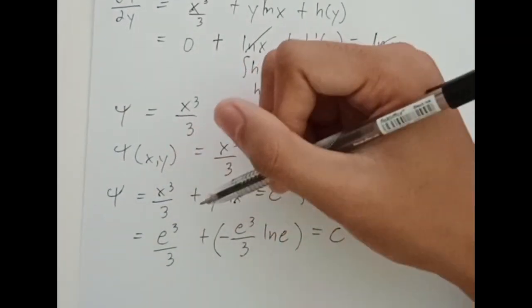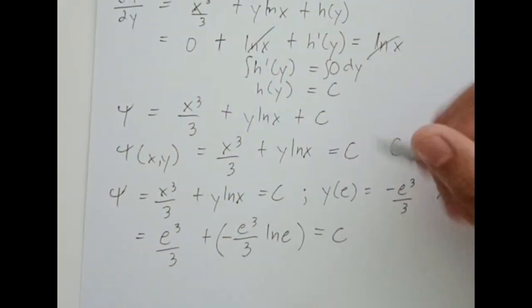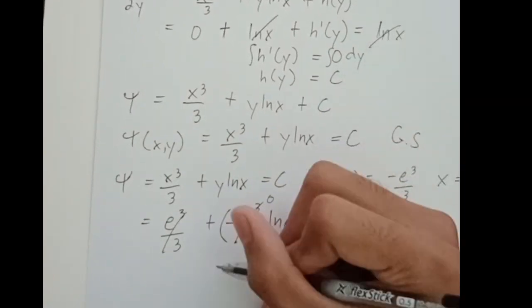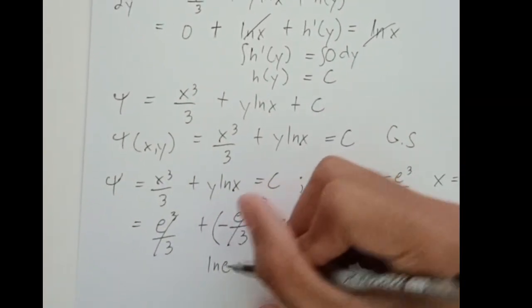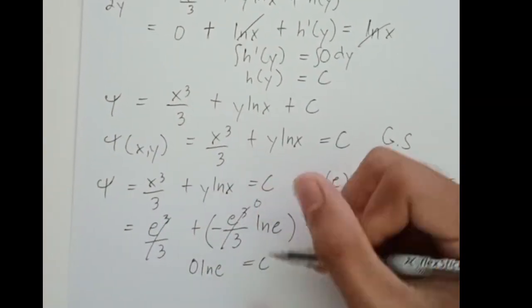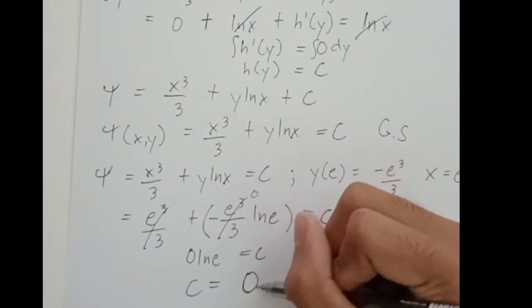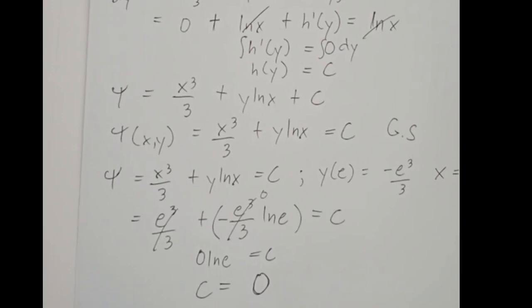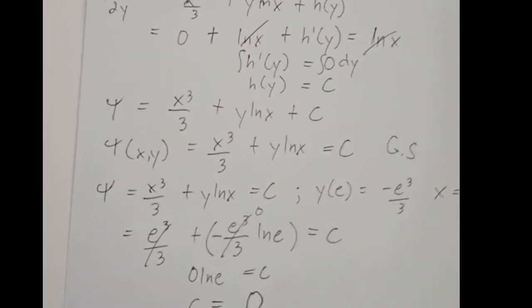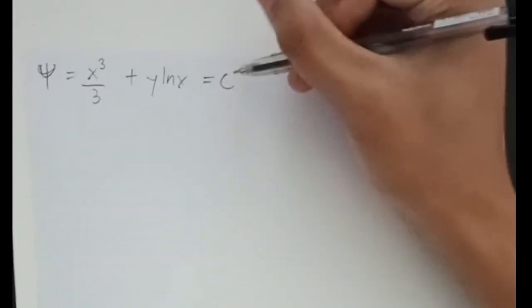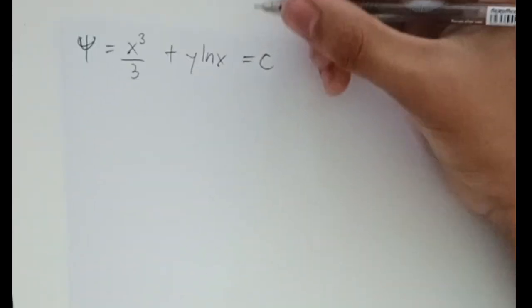As you can see here, if we combine like terms, this will become 0. So it's 1 times 0. So ln of e times 0 is equal to c. So our c is equal to 0. So now that we got the value of our c, we will evaluate it in our psi function to find the particular solution.